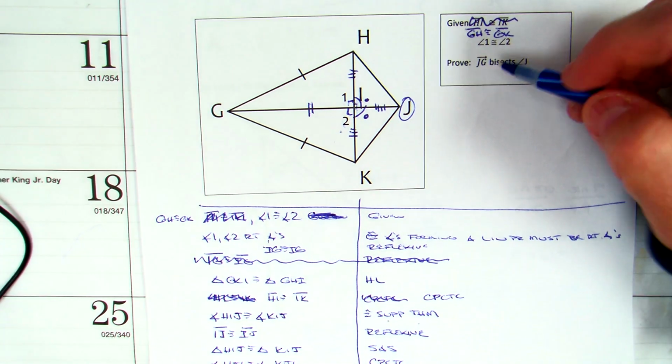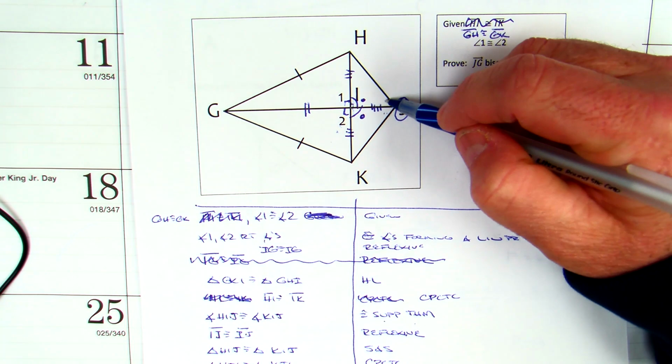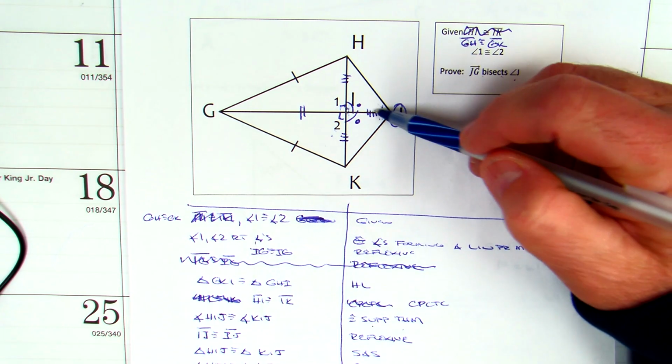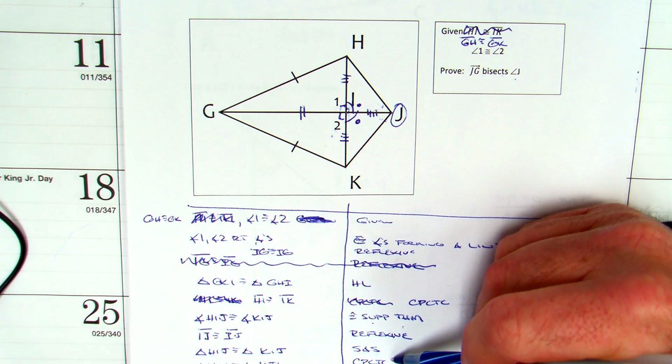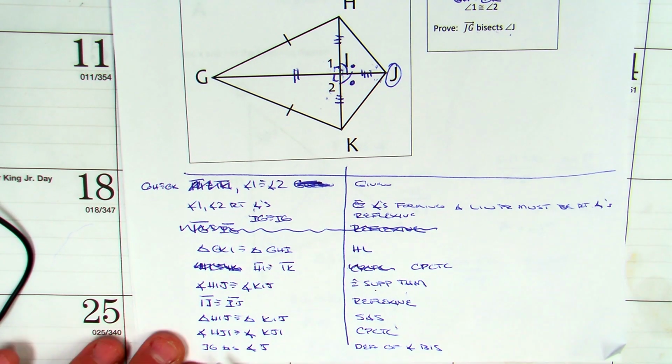We want to prove JG bisects angle J, so we need to say that these two angles are congruent. HJI is congruent to KJI. That, of course, as always, is our CPCTC. And then we clearly state JG bisects angle J.